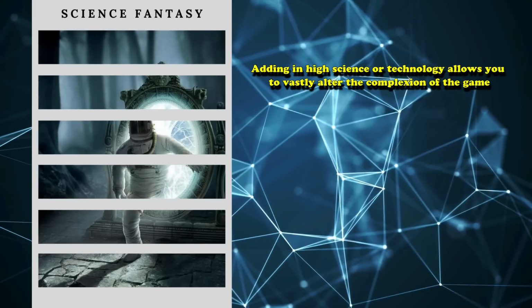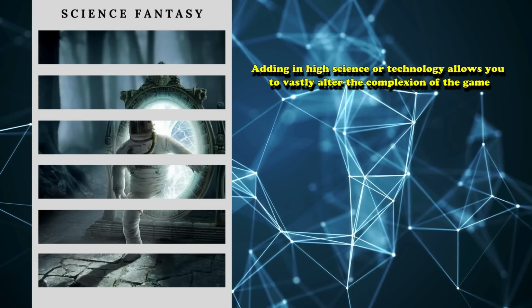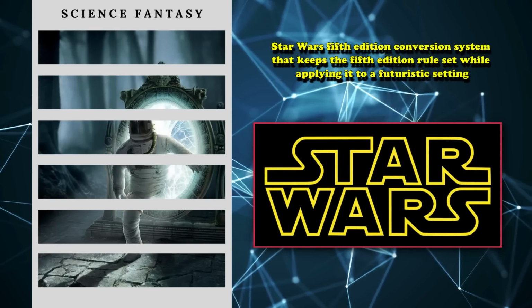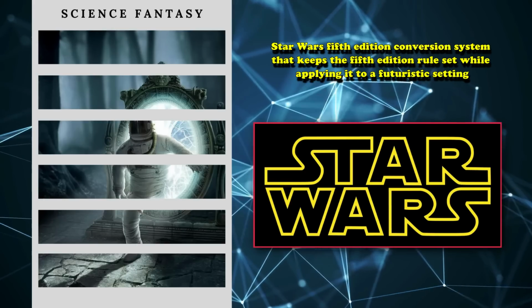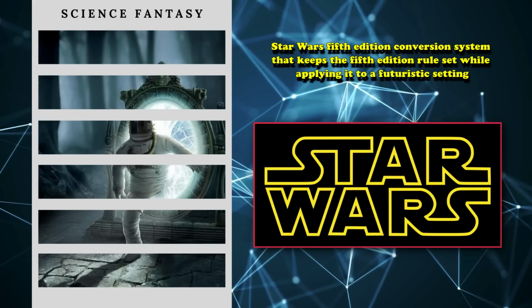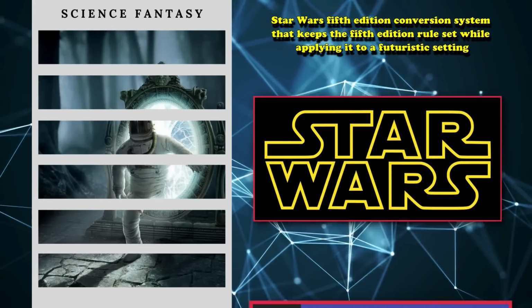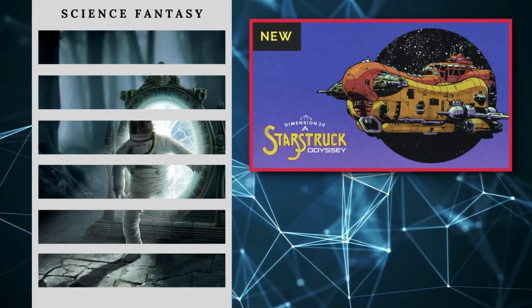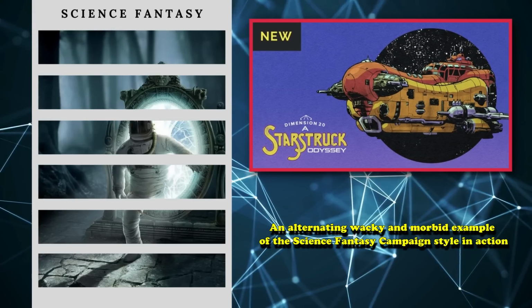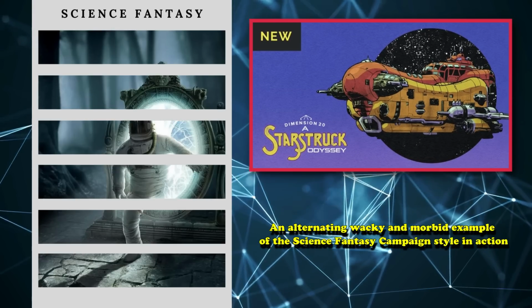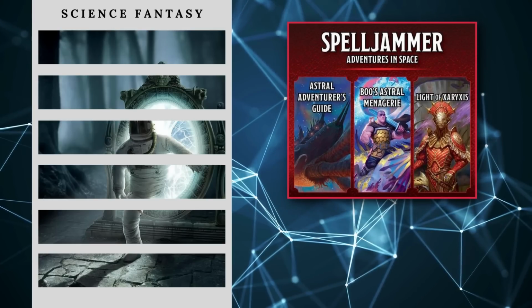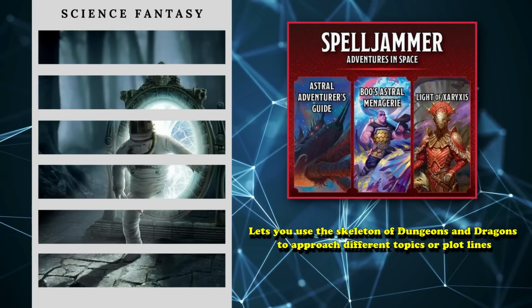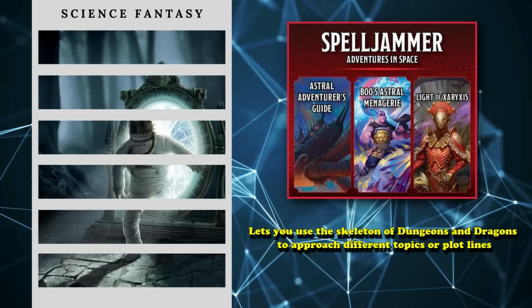A science fantasy campaign setting is largely in the vein of popular media like Star Wars, and there's even a Star Wars 5th edition conversion system that keeps the 5th edition rule set while applying it to the futuristic setting. A noted example of this in action is Dimension 20's Starstruck Odyssey campaign, an alternate wacky and morbid example of the science fantasy campaign style in action, or if you want something more official, the recently released Spelljammer: Adventures in Space.